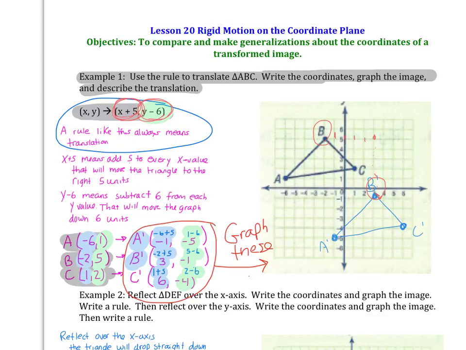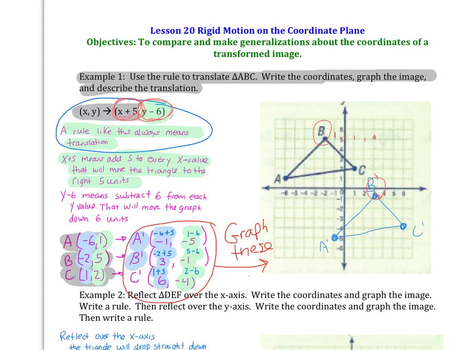First of all, anytime you have these x pluses and x minuses, a rule like this will always mean a translation. And I know this is the first one you've seen, but as you start to see others, you'll be able to recognize, oh, this is a translation. Okay, x plus 5 means add 5 to every x value. That will move the triangle 5 units to the right. So anytime you have x plus, you will be moving the triangle to the right.